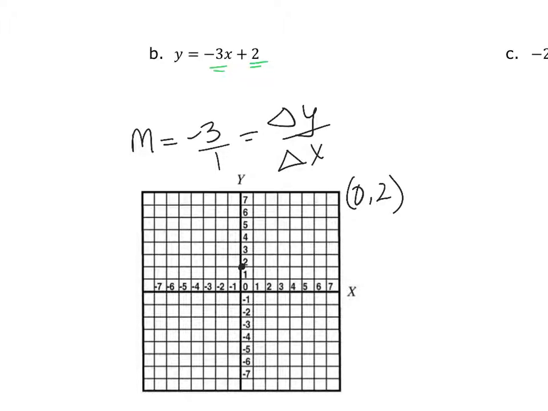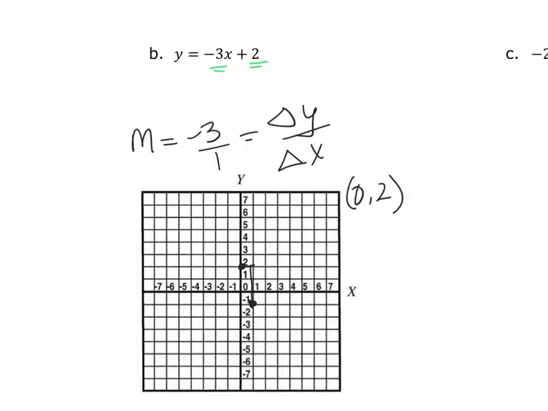It really doesn't matter. If I decide that I'm always going to put the negative on the y, that's fine. I'm always going to put it on the x, that's fine. It doesn't matter. So for this example, I'm going to put the negative on the y. So I'm going to go positive 1 to the right, that's my delta x, and I'm going to go down 3. So I'm going to end up right there. And then I'm going to draw my line through those 2 points.